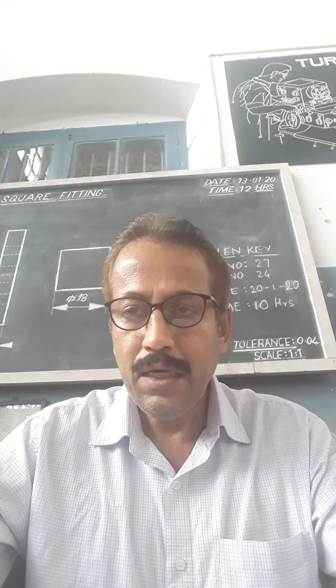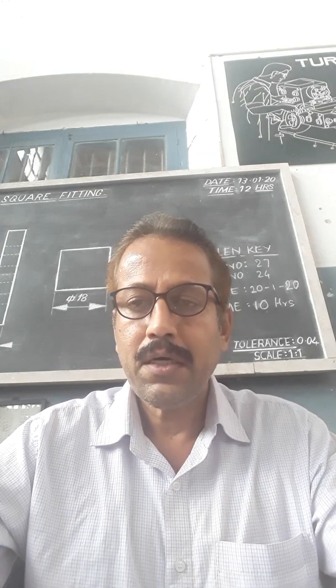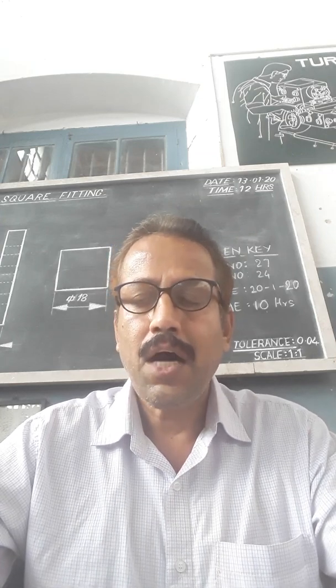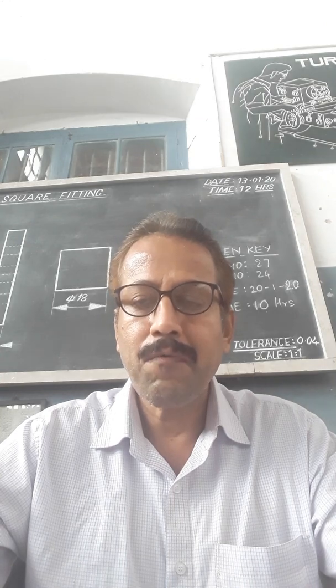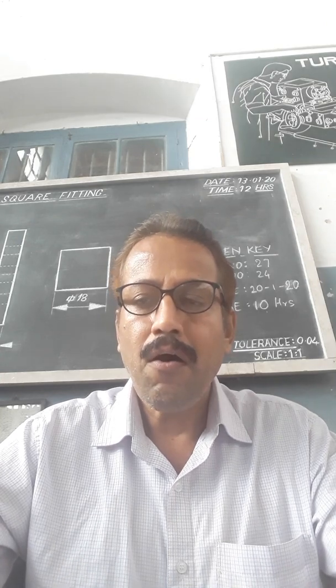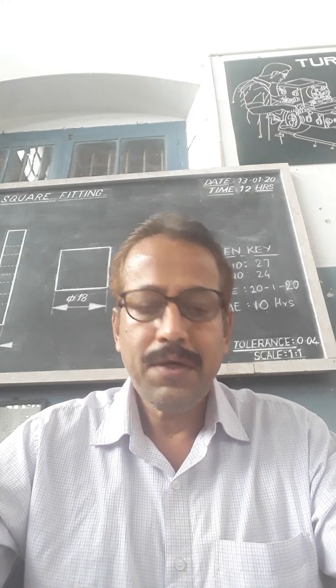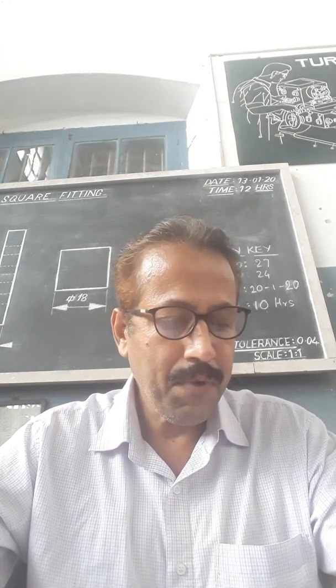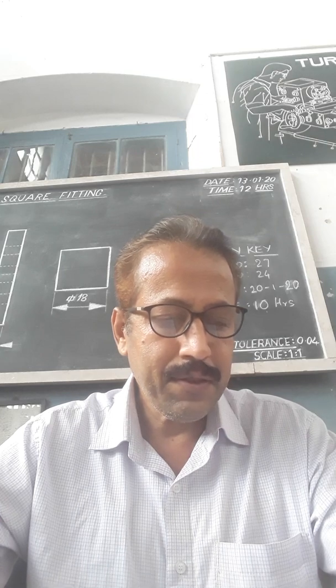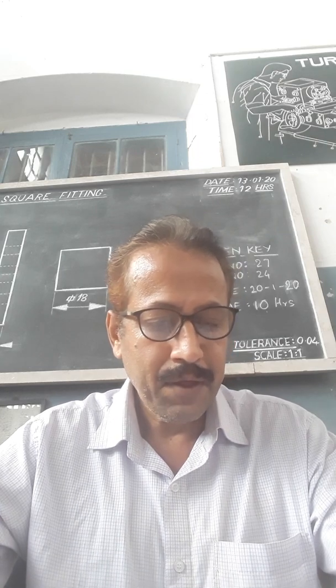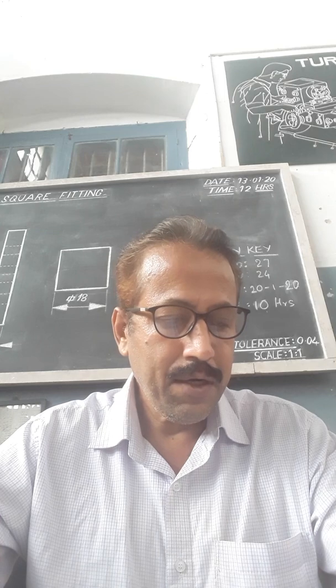And this key helps one shaft transmit the torque to the other shaft, or one pulley to the other pulley. The rotation can be transmitted. So, common types: parallel key or feather key. This is the most commonly used key for transmitting unidirectional torque.